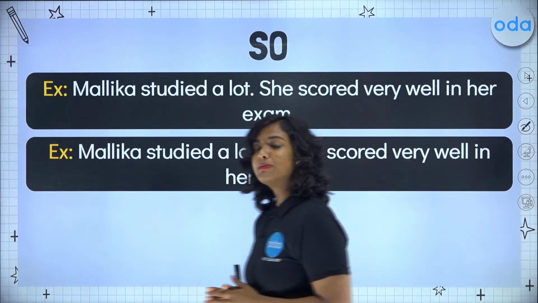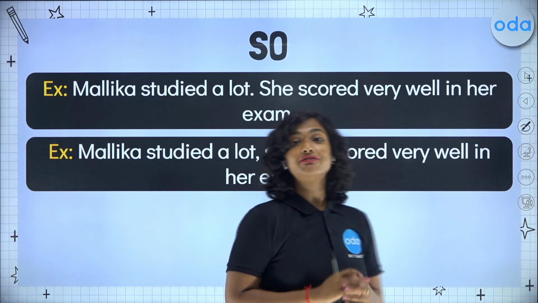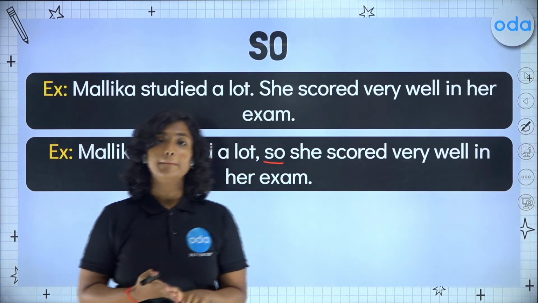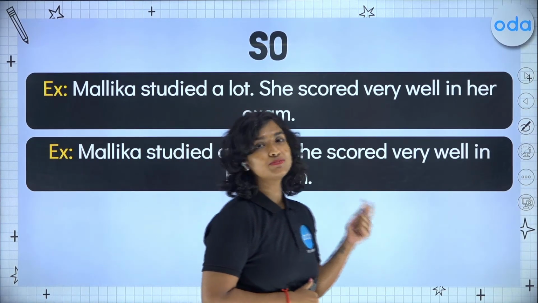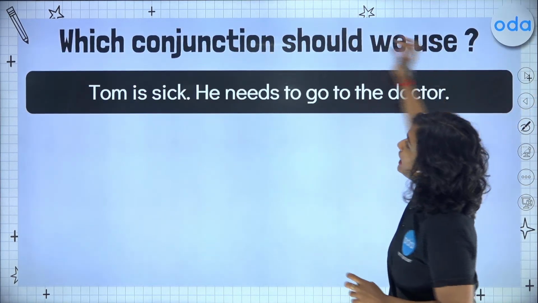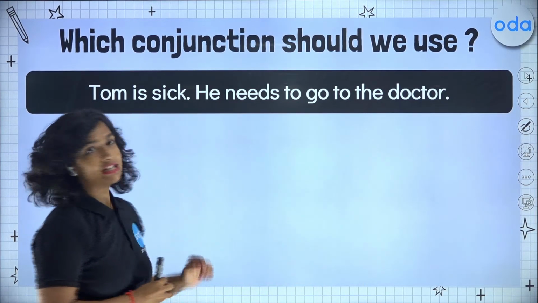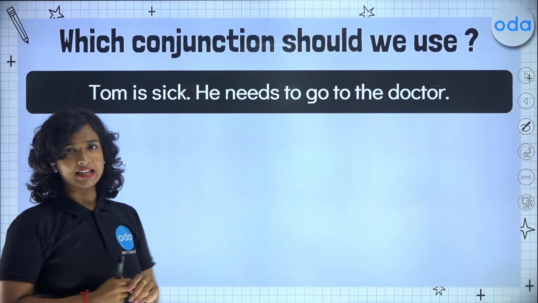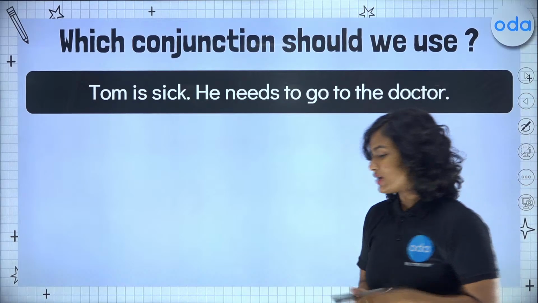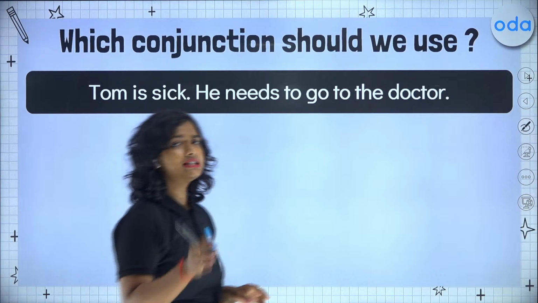All right, now quick reminder, we have done all 7 of our coordinating conjunctions so far. We have fanboys. So we have for, and, nor, but, or, yet, and so. Now we're going to do some exercises together where you have to help me figure out which conjunction we should use. Here is my sentence. Tom is sick. That's my first sentence. He needs to go to the doctor. Now, which conjunction do you think we should use in this question? I'll give you a second, think about it.